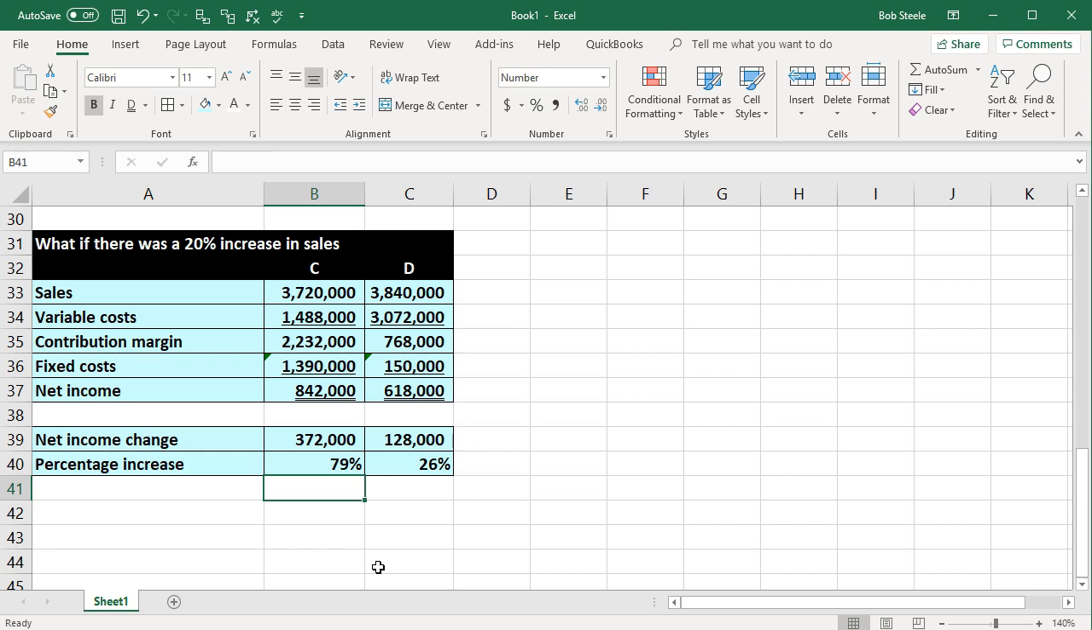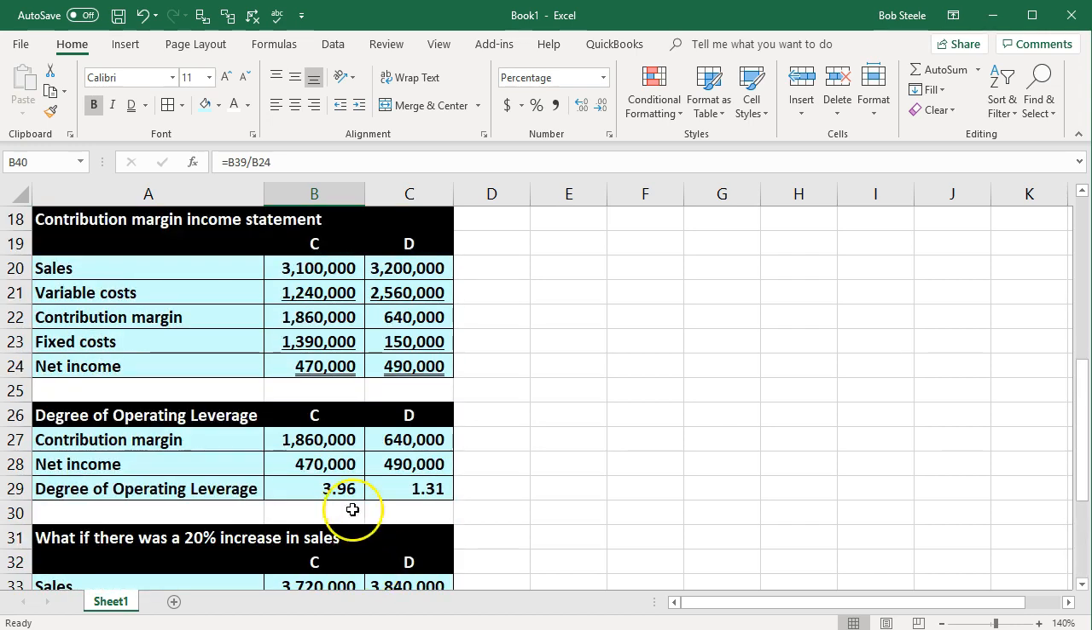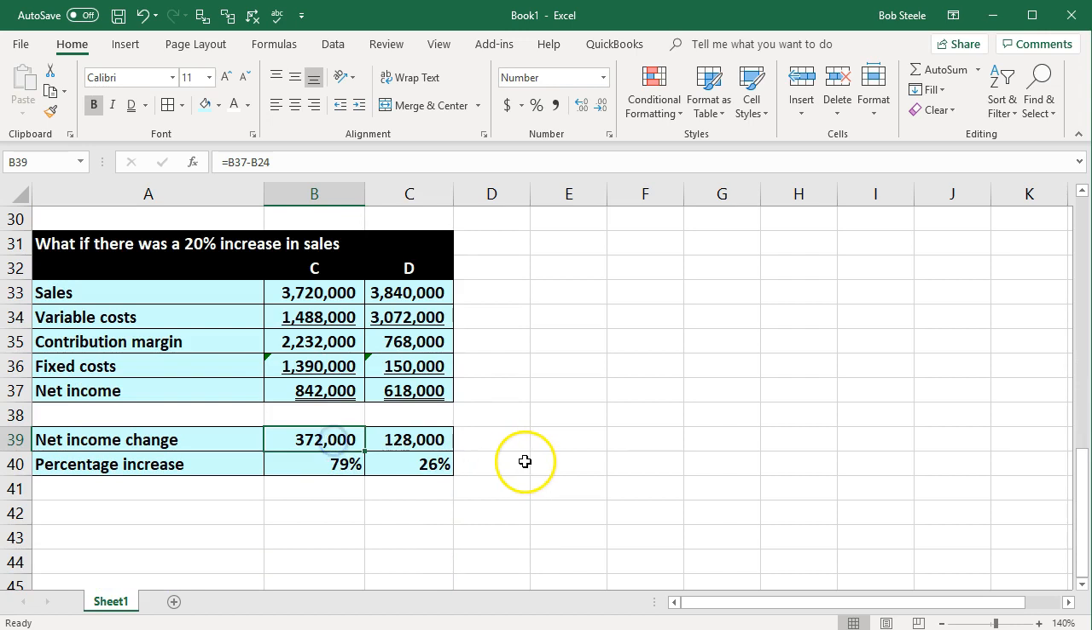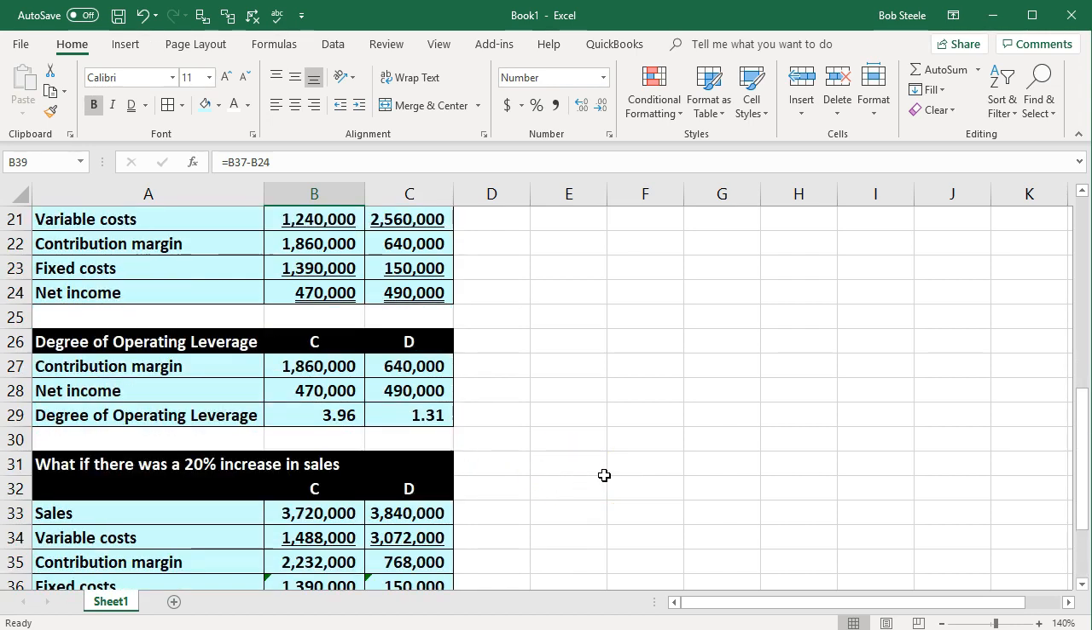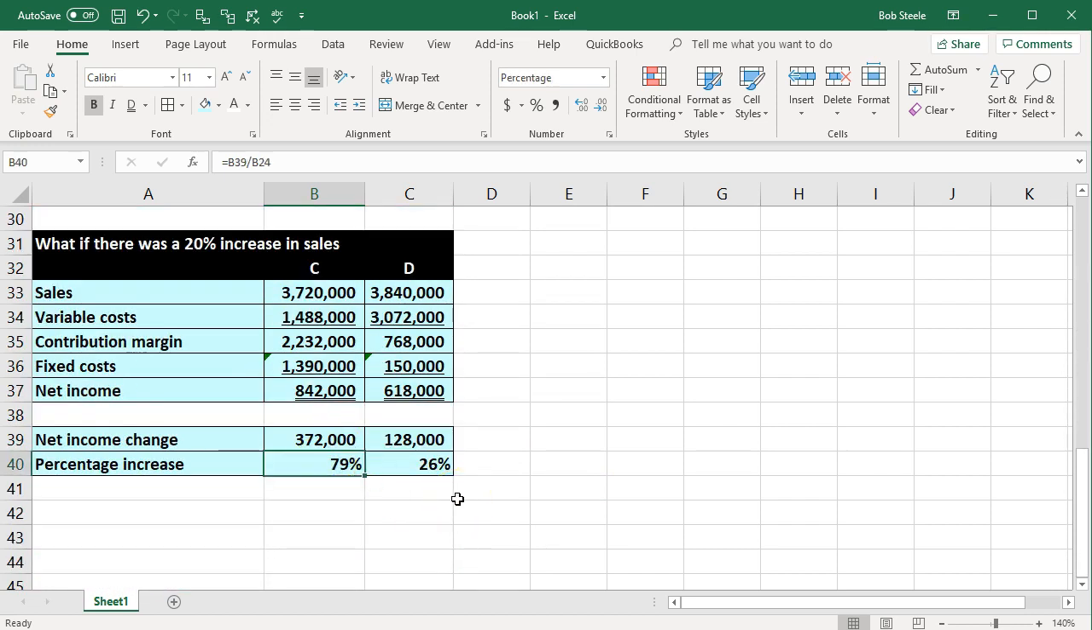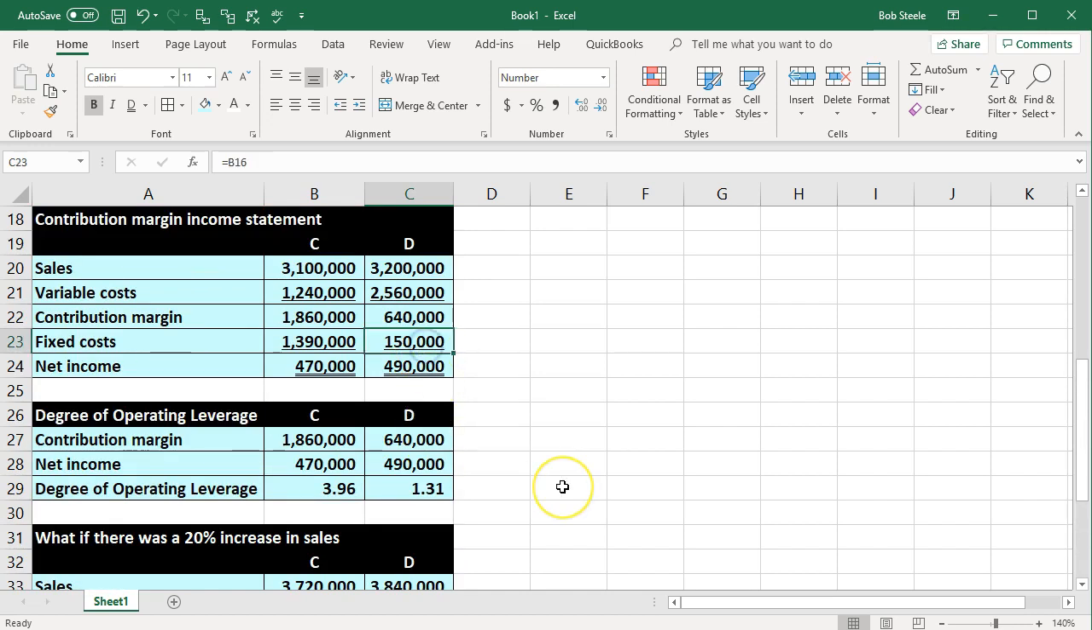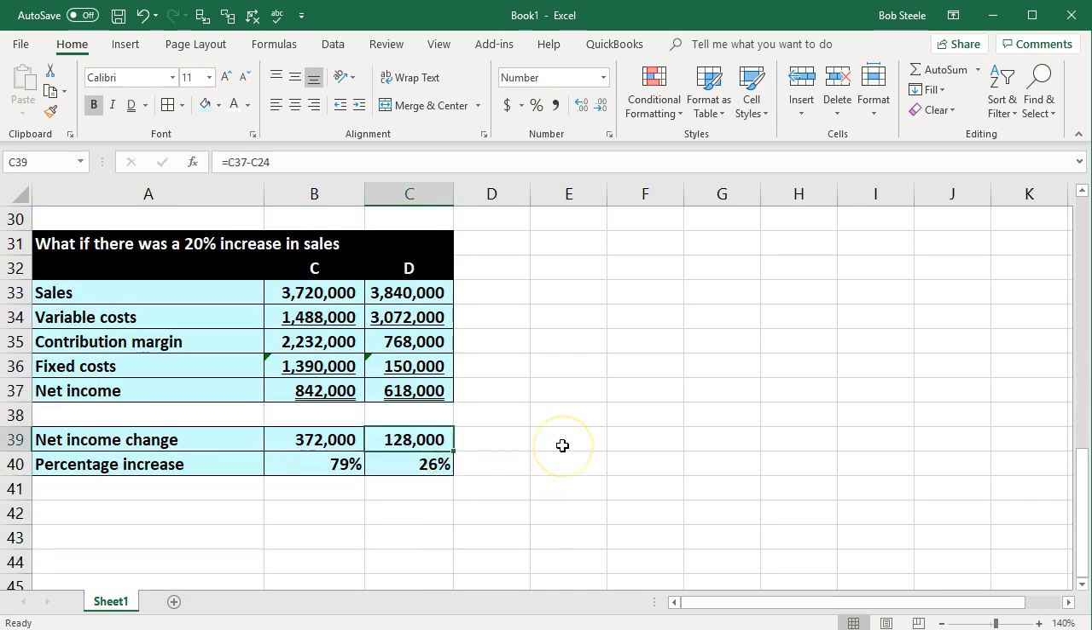If there's a 20% increase in sales, because of the way this company C is laid out, there's a big difference between the variable costs and the fixed costs. Because of that, the 20% increase in sales here, mainly because there's a lot more fixed costs, results in a 79% increase in net income. Whereas this one, because there's much less fixed costs, the increase in sales also increased the variable costs a lot, and therefore there's only a 26% increase.